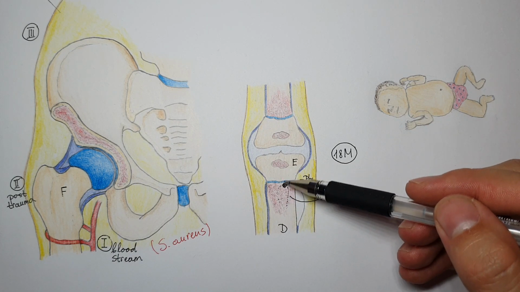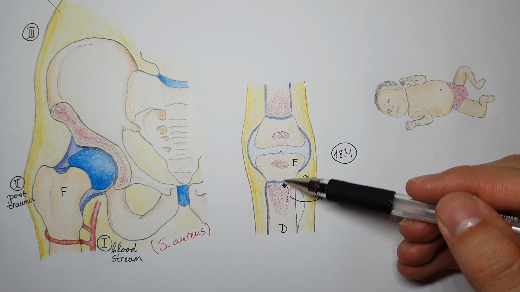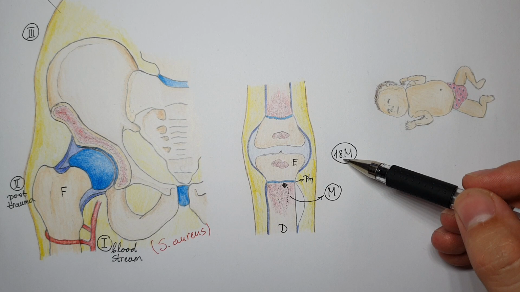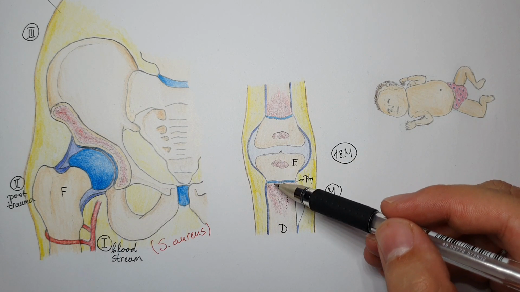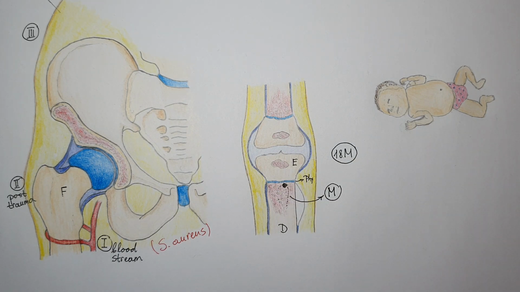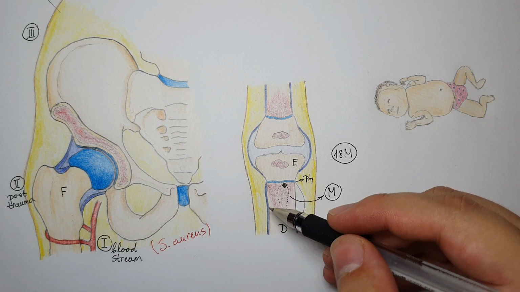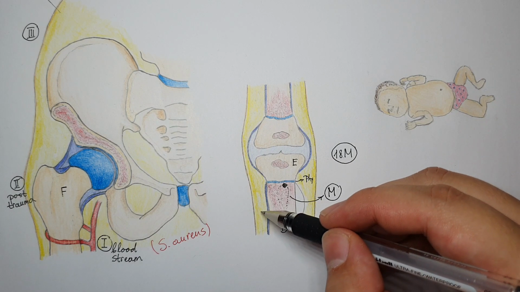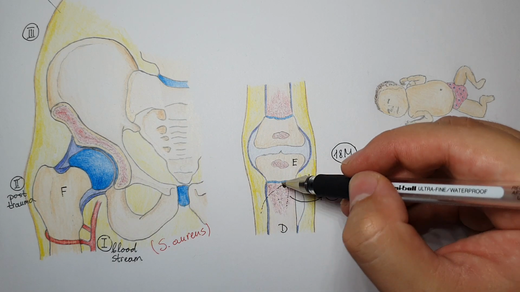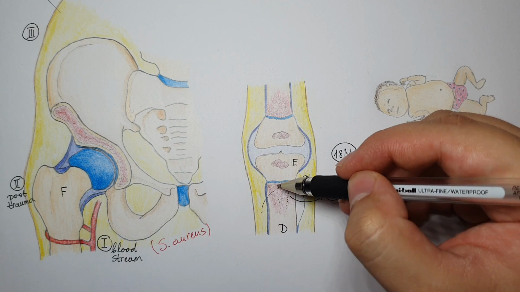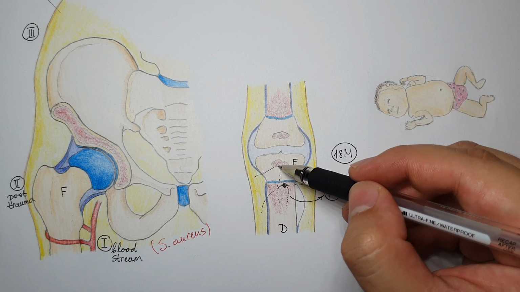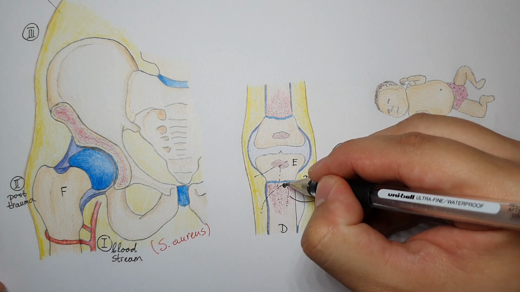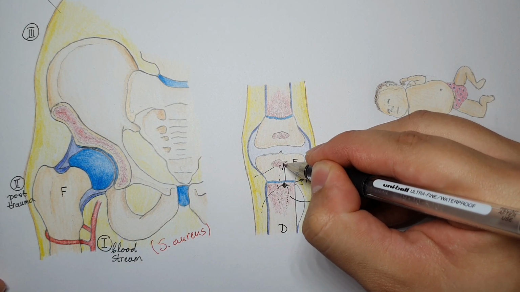So there is no barrier actually between these two parts until somewhere in the 18th month, when the communication stops to exist. The blood vessels are no longer present. But before the 18th month, there are blood vessels that connect the metaphysis with the epiphysis. And you can imagine that bacteria now can spread to the epiphysis.